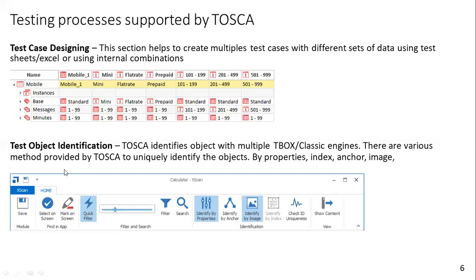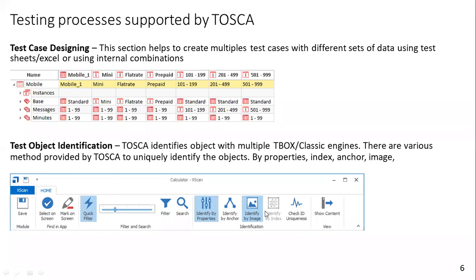So, test object identification. If you see here, Tosca gives you identify by properties. That is the default option which Tosca recommends. But there are cases when you are not able to identify by properties. Tosca gives you other facilities which are not present in any other tool: identify by anchor, identify by index, identify by image. These are other facilities apart from the internal properties of the test object.